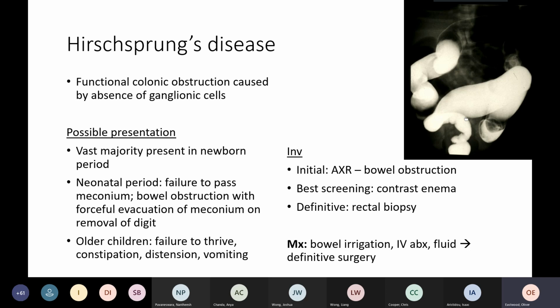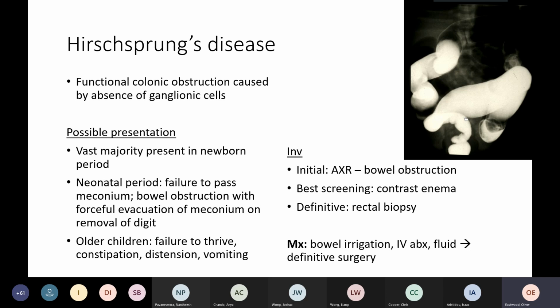It's a bit tricky because it can present at various points of life, but most people present in the newborn period. And it's one of these conditions where there's a progression of investigations, of increasing invasiveness. Your abdominal X-ray basically just shows a generic bowel obstruction picture. It might be the first thing you do if you wanted to confirm there was bowel obstruction and see if there's any perforation or anything like that.